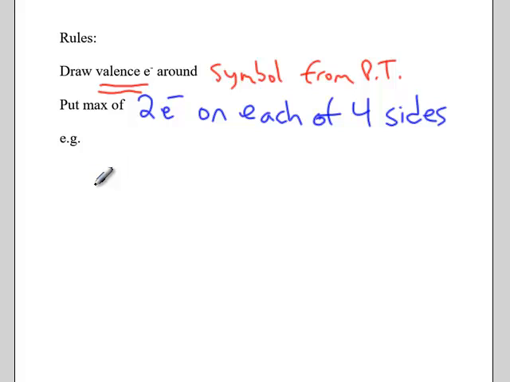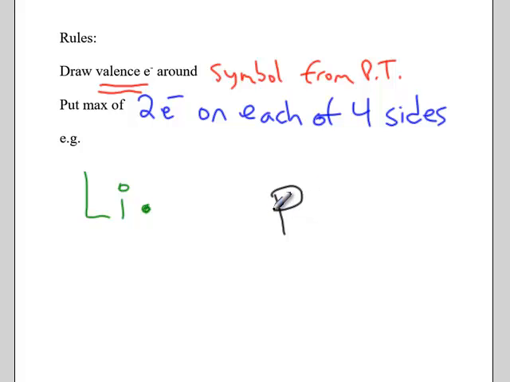So for example, if we took the element lithium, you look on the periodic table, lithium is found in group 1, which means it has 1 valence electron. So we can put 1 dot either top, bottom, left, or right, doesn't matter where we put it, and that 1 dot would represent the 1 valence electron of lithium.